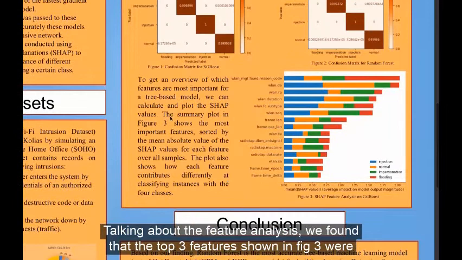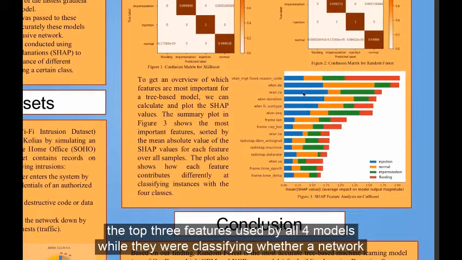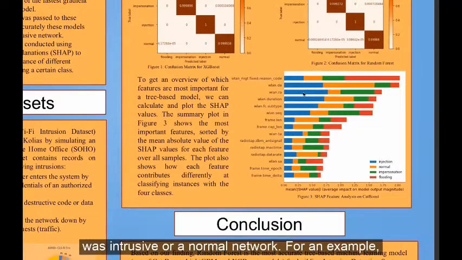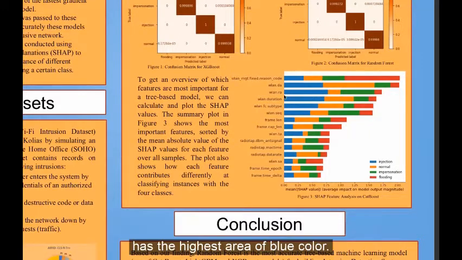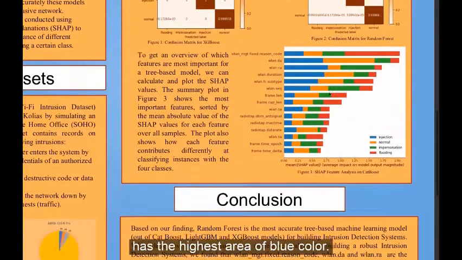Talking about the feature analysis, we found that the top 3 features shown in figure 3 were the top 3 features used by all 4 models while they were classifying whether a network was intrusive or a normal network. For example, for classifying injection, the third feature was the most important one, as the third feature had the highest area of blue color.